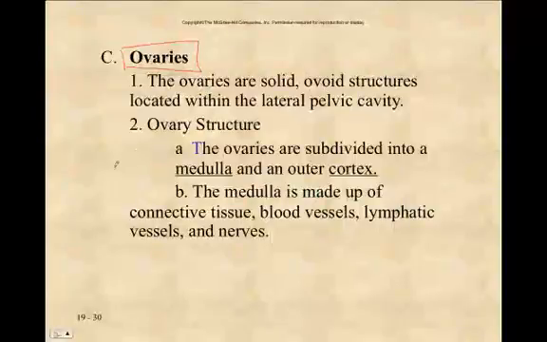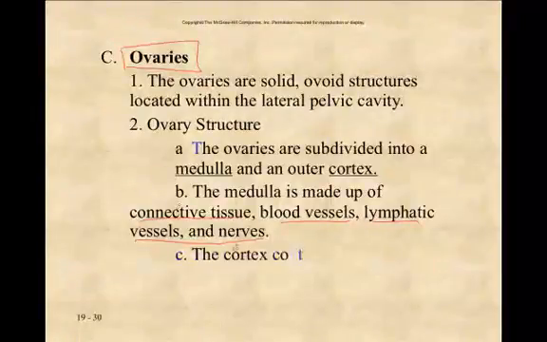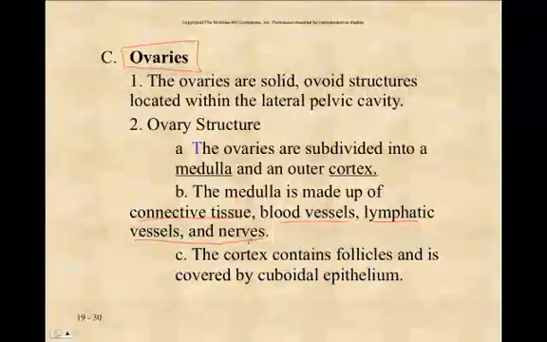And the medulla will be where we'll have blood vessels and nerves and things like that. And the cortex, the outer cortex, is actually going to be where we're going to house the eggs. The medulla is made up, again, of some connective tissue, your blood vessels, lymphatic vessels, and nerves. So again, that's all going to be in the central medulla. And then the outer cortex is what's going to contain the egg.